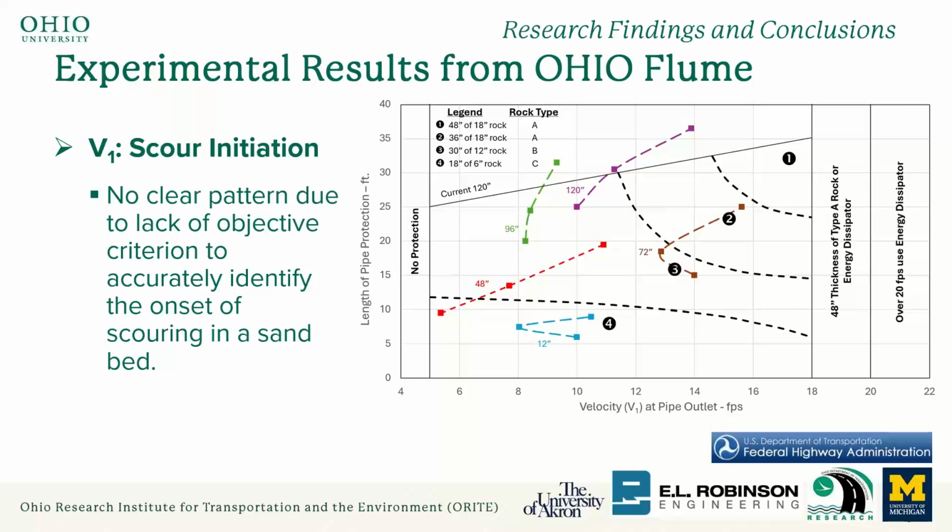So I want to show you some of the results here. This is from our flume. V1 is when the scour hole starts to form, right? There's no clear pattern. Let's say this blue curve is 12-inch. There's really no clear correlation. It's sort of all over the place, which is probably true because how you determine the initiation of the bed material movement is somewhat subjective. So I didn't really expect we'd see any meaningful relationship for V1.